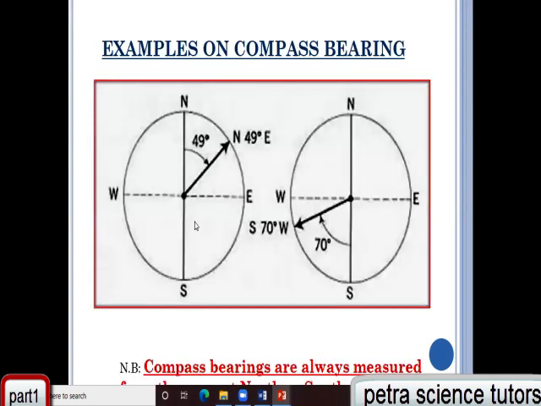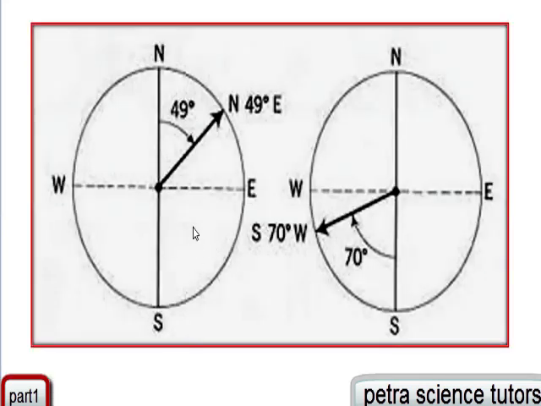So look at these examples. This is an example of compass bearing north 49 degrees east. So you see it's from north. The angle is measured with respect to the north, from the north. It's not measured from the east because we will have an angle down here. We don't measure from the east. Instead, we measure from the north, or in this case, from the south.